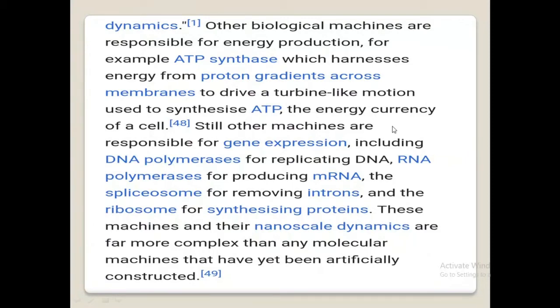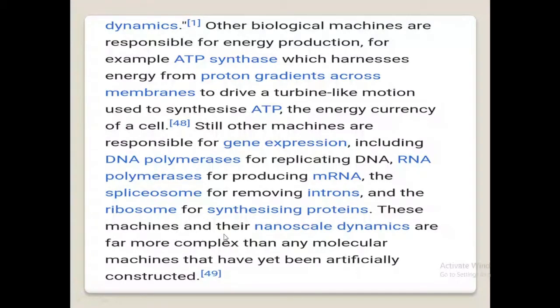Still other machines are also responsible for gene expression in the nucleus, including DNA polymerases. DNA polymerases are important for synthesis of the DNA strand. RNA polymerases are responsible for producing mRNA. Then the spliceosome is responsible for removing introns, and the ribosome for synthesizing proteins, that is the translation process. So these are biological machines.